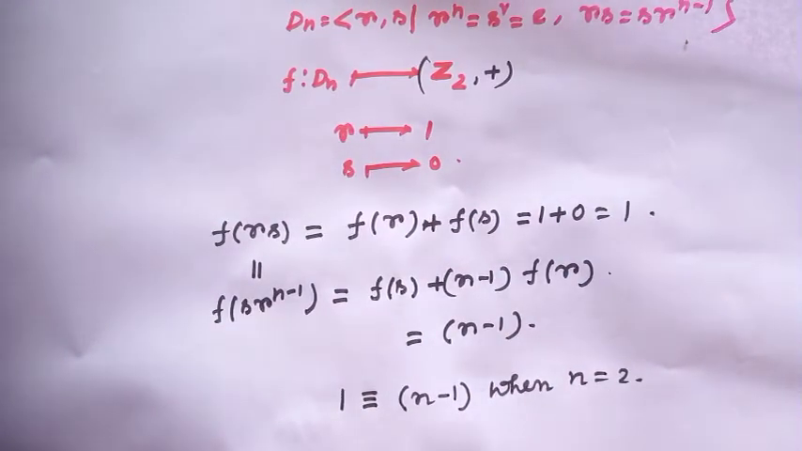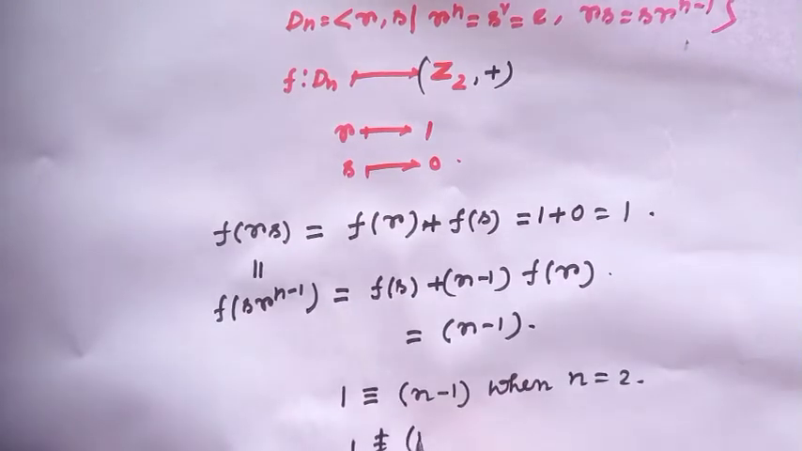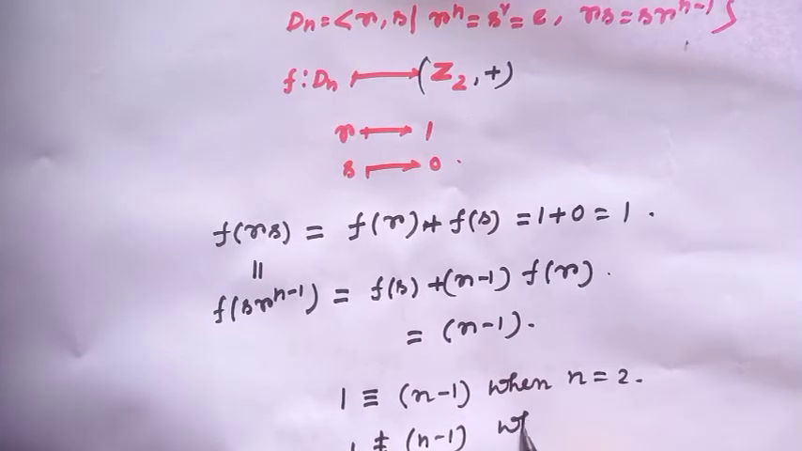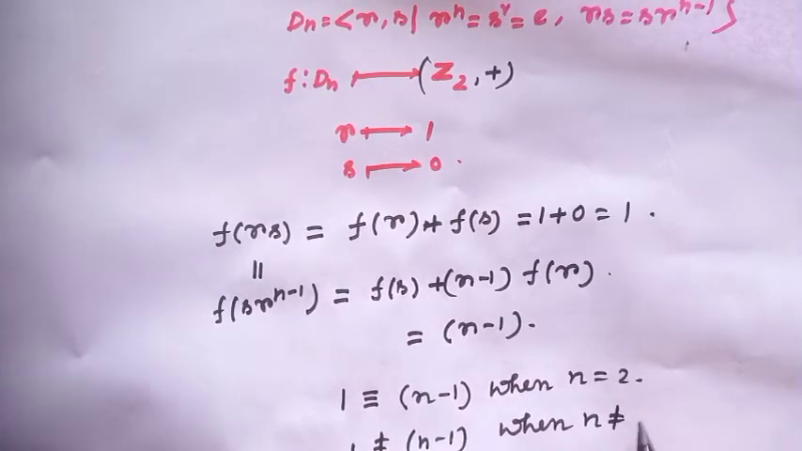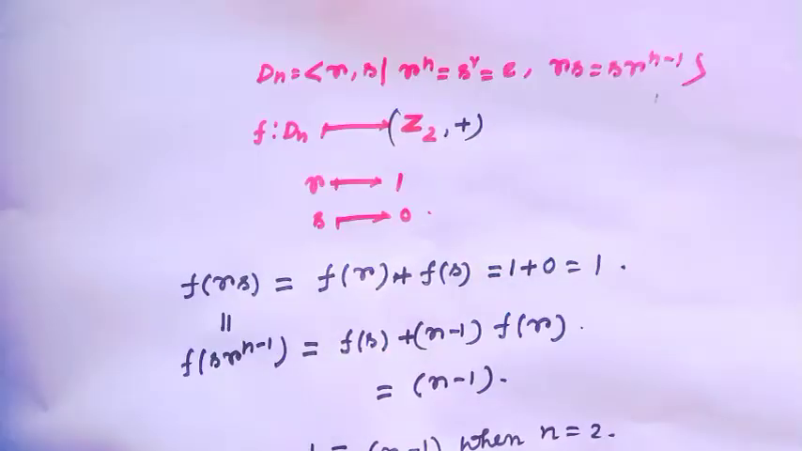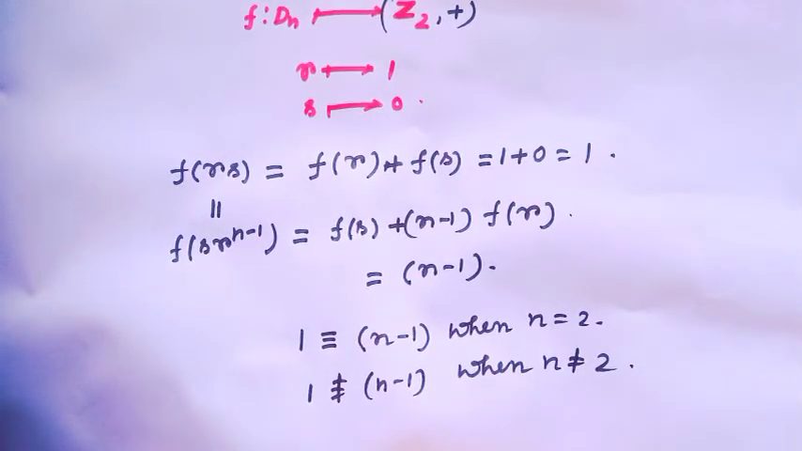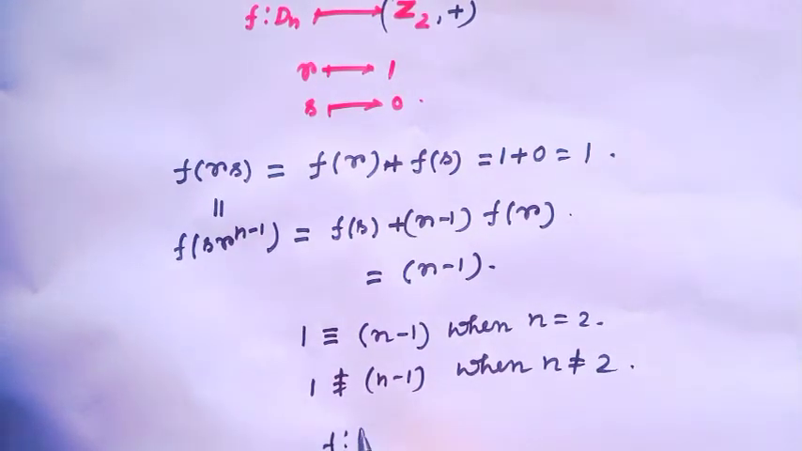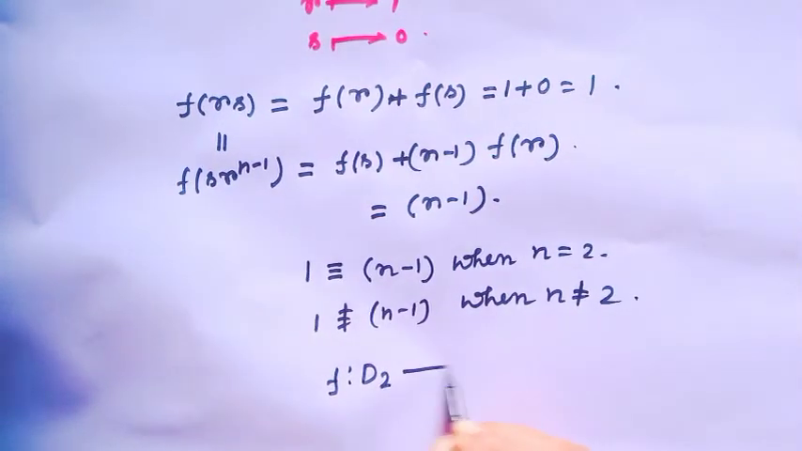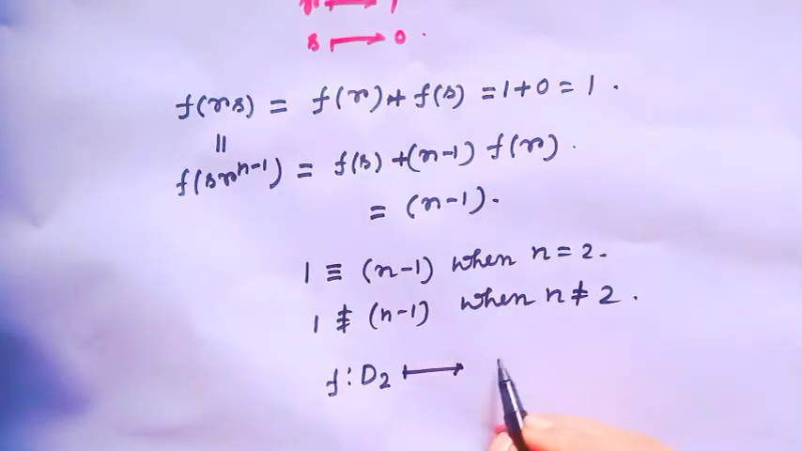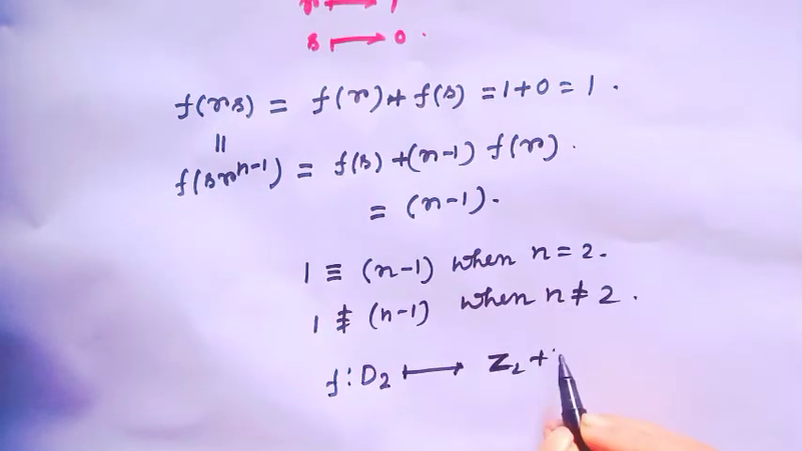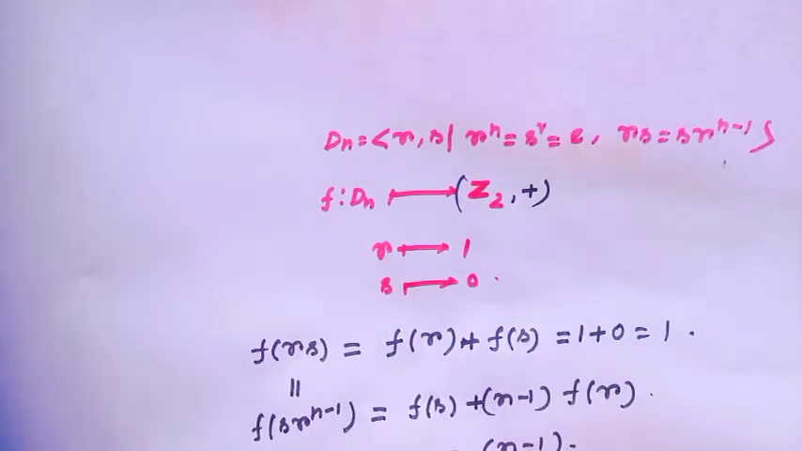Otherwise, it is not possible: 1 is not congruent to n minus 1 when n is not equal to 2. That means this homomorphism only holds when n equals 2. So when f maps from D2n to Z2 under addition, then this relation will hold.